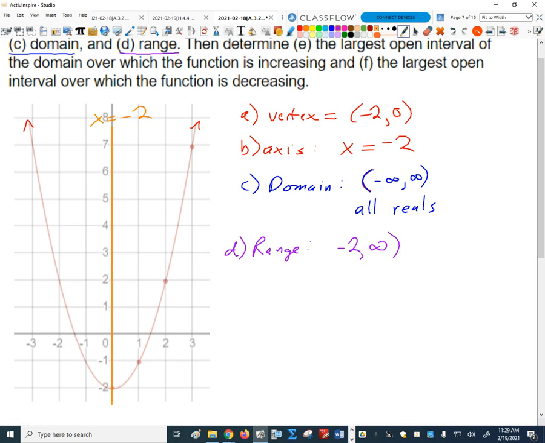But -2 is a y value the ant could have, right? He could stand on the vertex, so we have to have a bracket there to include that. If we want to write that as an inequality, I could just say y is greater than or equal to -2, right? Okay, the last two things then that they want on this. They want to know what is the largest interval of the domain where the function is increasing.